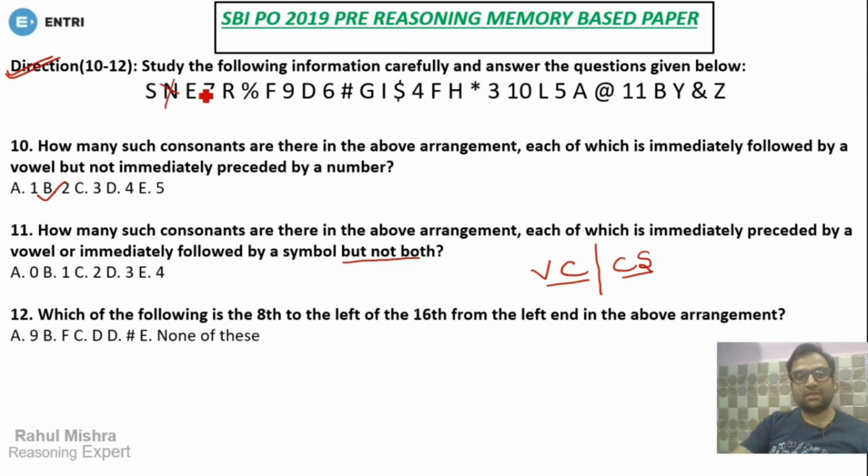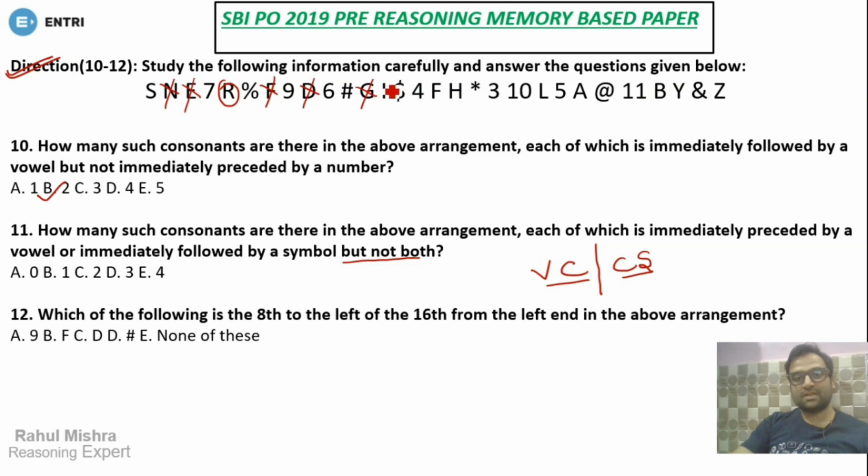E is a vowel. So just after the vowel, a consonant must be there. Again, it is not following the pattern. R is a consonant. Just after the consonant, a symbol is there. Yes, it is following the pattern. F is a consonant. After F, a number, and before F, a symbol. So F is not following the pattern. Again, D is also not following the pattern. Now G, just before G, a symbol is there, but we need the symbol after the consonant. So again, it is not following the pattern.